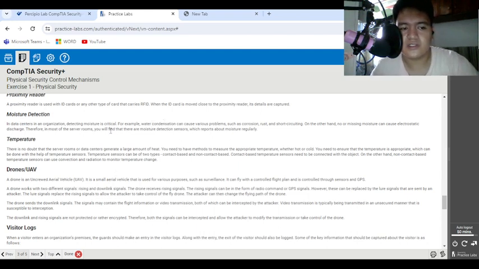Moisture detection. In data centers and organizations, detecting moisture is critical. Corrosion. For example, water condensation can cause various problems such as corrosion, rust, and short circuiting.